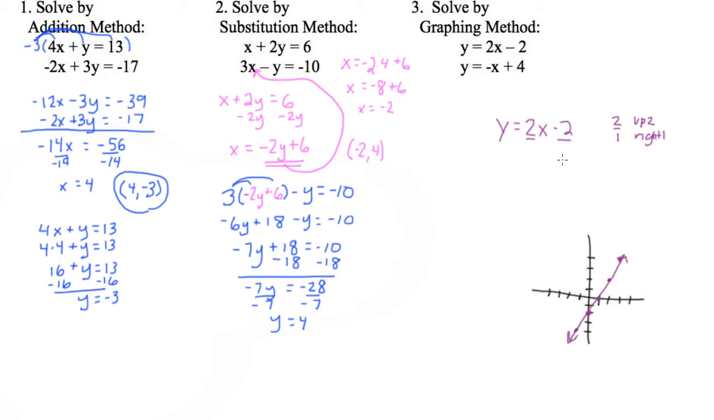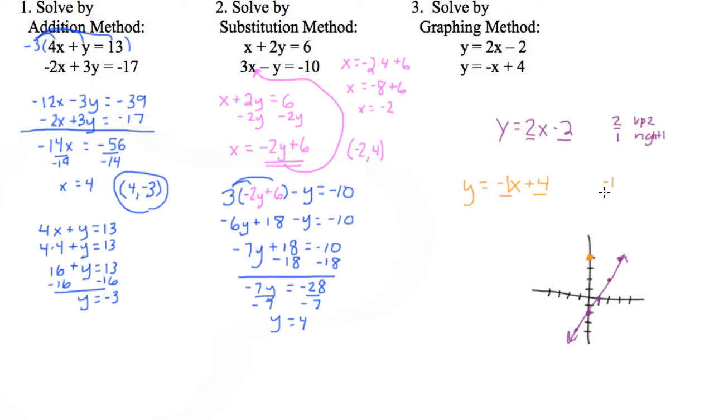And our second line, y equals negative x plus 4. Again, our b number gives us the y-intercept. So positive 4 on the y-axis. And then this number right here, our m number, gives us our slope. Now there's no coefficient there, but since there's a negative nothing, we'll put a negative 1 in here. So our m number is negative 1.